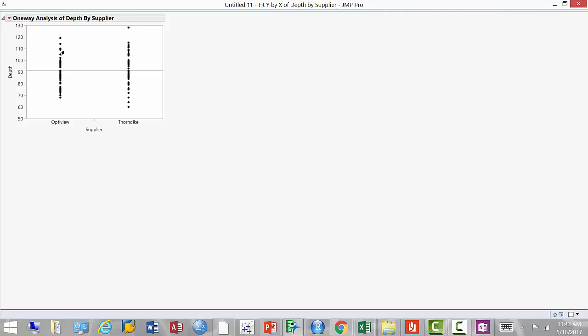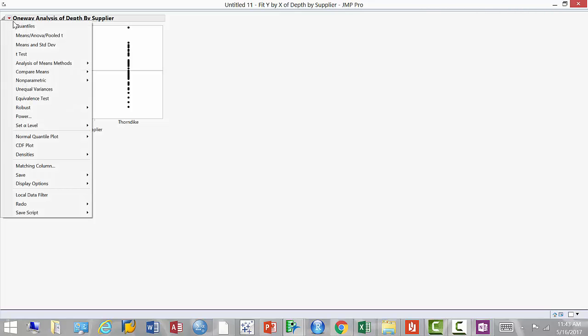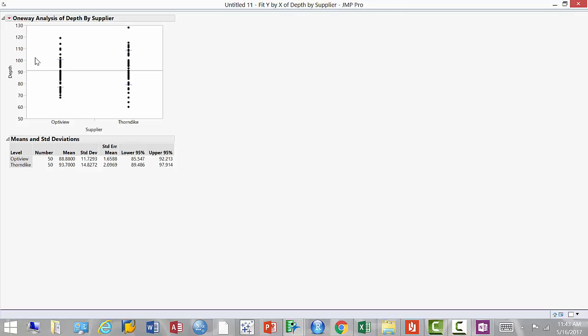Let's take a look at the specific measures, right? What we're trying to analyze is actually the mean. That's the idea. We're looking at the means. So let's go to the red triangle menu because there is nothing else to click. And from this menu, let's go ahead and pick mean and standard deviation. That will give us some statistical summary of what's going on, okay?